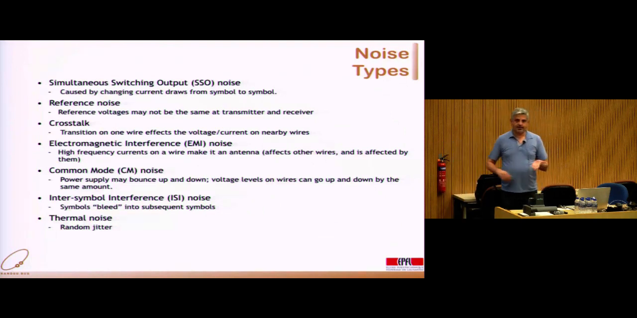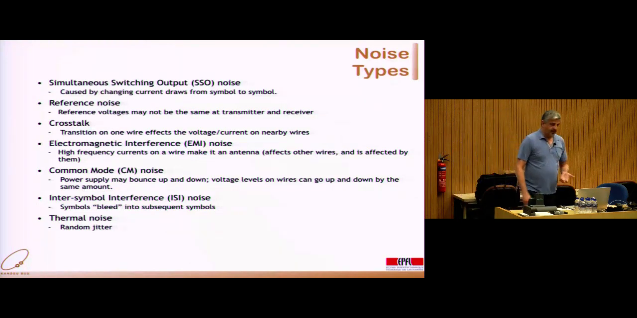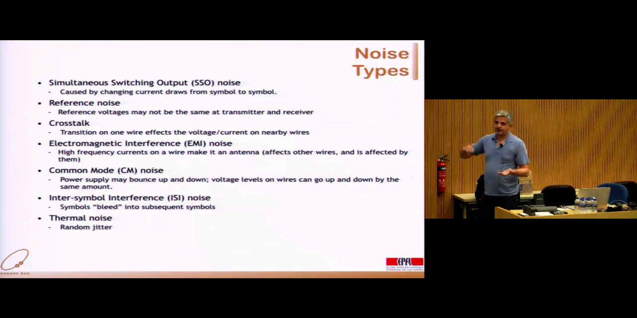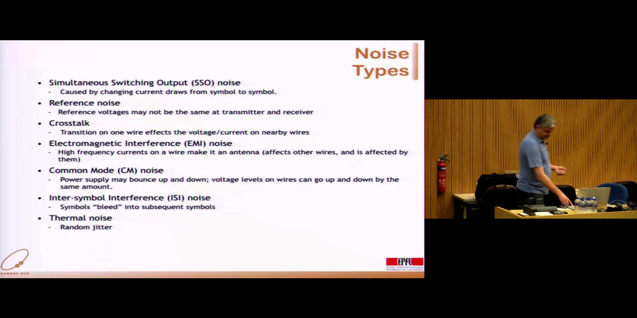Common mode noise. Again, if you have a power source and you're feeding all the wires, that source may fluctuate, so all the values on the wires may go up or down at the same time. By far the worst type is called intersignal interference, and I'll talk about it a bit later. And then there is something called thermal noise, which is Gaussian noise. Actually, Gaussian noise in these systems is minuscule.